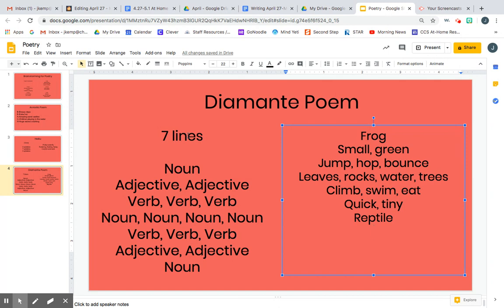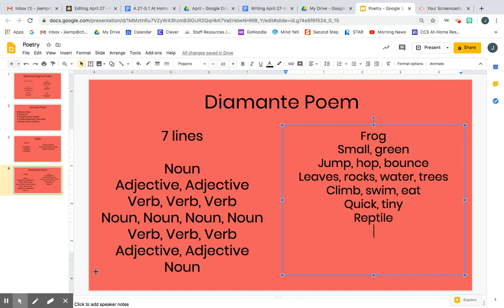Okay, so remember when you go to do your Diamante poem, you're going to try to do the same thing. You're going to use this same structure that I have used over here. It's a noun, then 2 adjectives, 3 verbs, 4 nouns, 3 verbs, 2 adjectives, and 1 noun. And that will be on your page on Seesaw so that you can just follow along and you'll be able to see it while you're working, so that you don't have to remember all of that because that would be a real lot to remember.